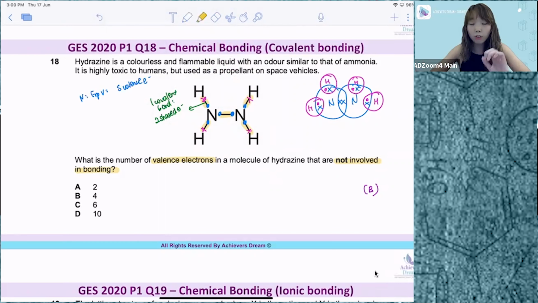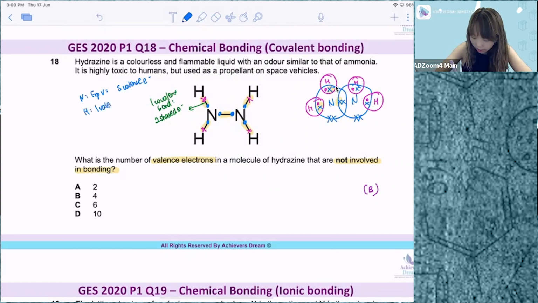And you notice out of these 5 valence electrons, only 3 are involved in bonding. So there are another 2 valence electrons per nitrogen atom that are not involved in bonding. Whereas for hydrogen, it only has 1 valence electron, so all of its valence electrons are already involved in bonding.